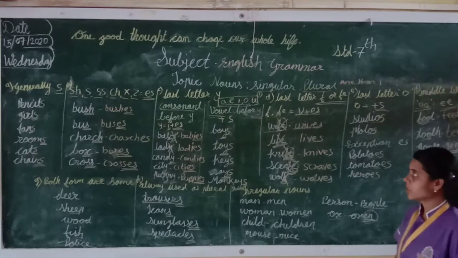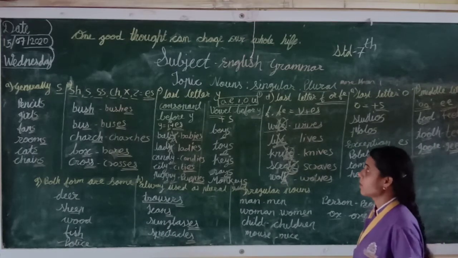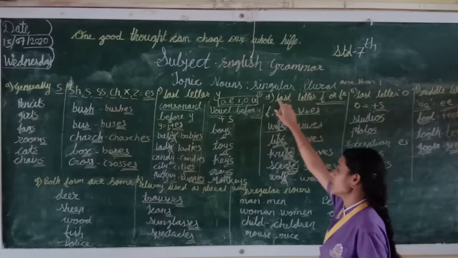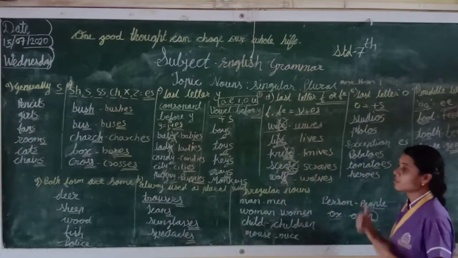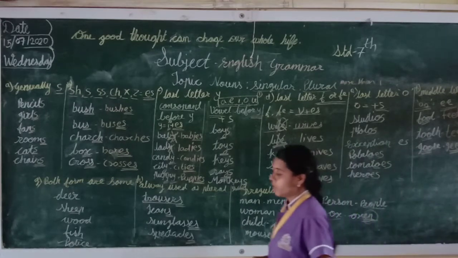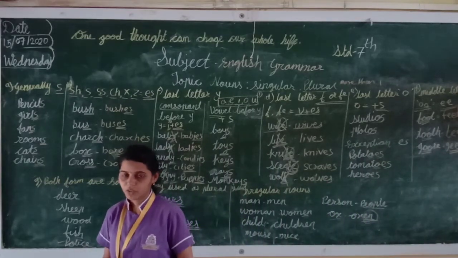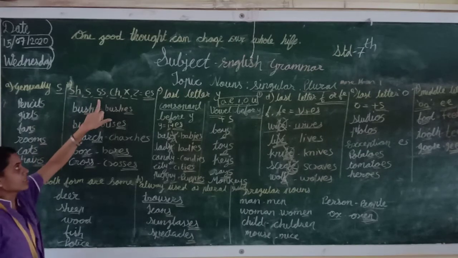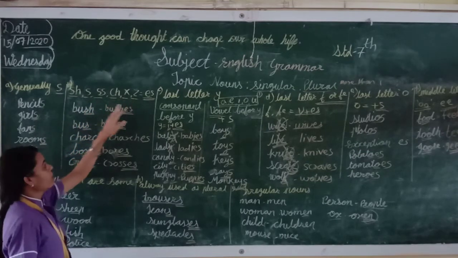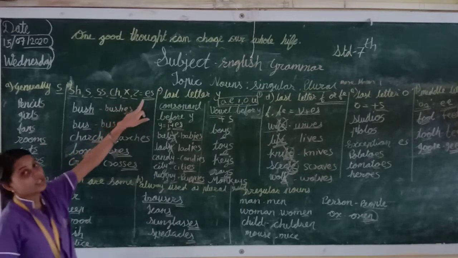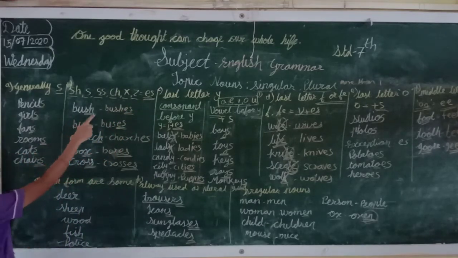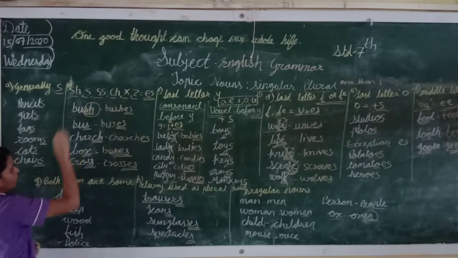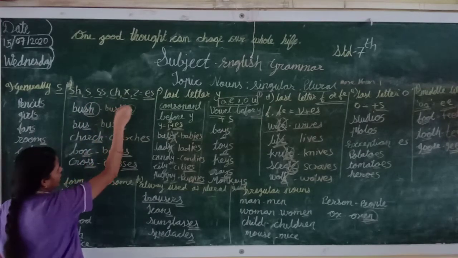Again, in short we will revise these nouns. Nouns have singulars and plurals. Singular means one and plural means more than one. When you want to make singular into plural, generally we use S. When the last letter is S, SS, CH, SH, X, Z, at that time we join ES. For example, bush. Last letter is SH. So that's why we join ES here.